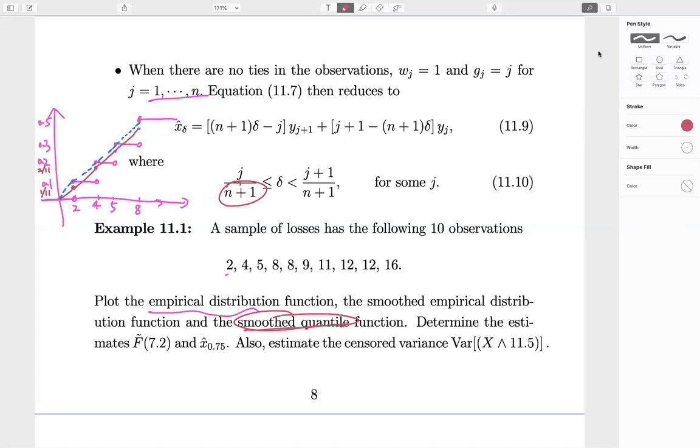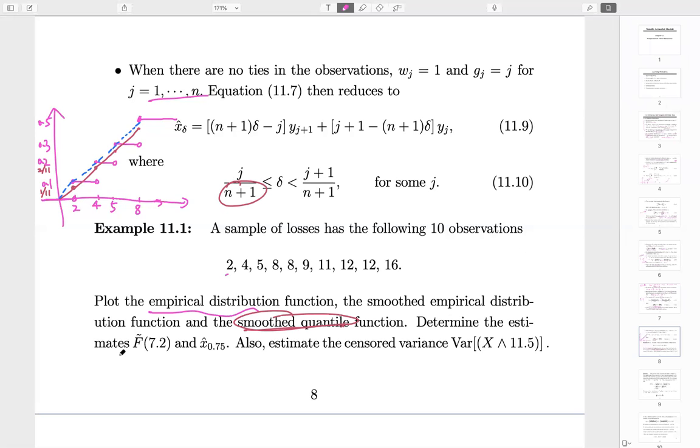Determine, let me go back to our color, determine the estimate f tilde at 7.2. For that, I first need to know, well, it's between 5 and 8. At 5 it is 0.3, at 8 it is 0.5. So it's in between.